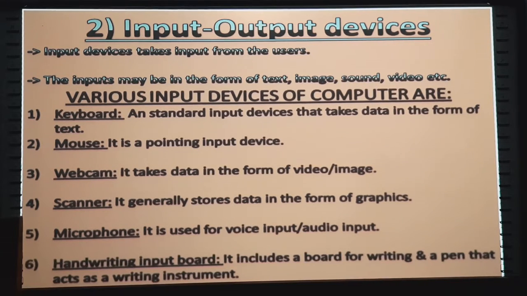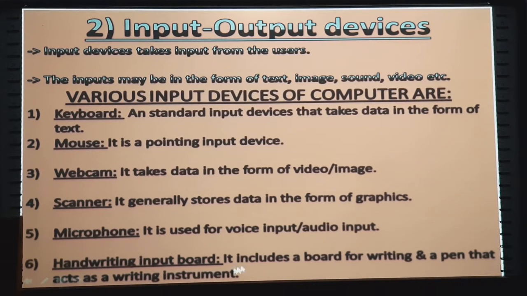Then next one is handwriting input board. Now handwriting input board is a separate external device which comes nowadays along with the computer. These are external input devices. By means of this we can provide our signature. We can write our signature by means of a digital pen on a handwriting input board, and once we sign it over there, that sign will be automatically inserted into our document, into the location of the document where it is intended for. So it includes a board for writing and a pen that acts as a writing instrument.